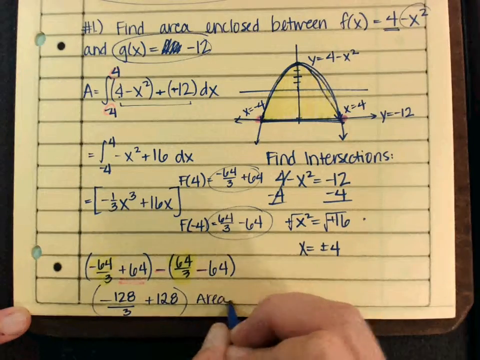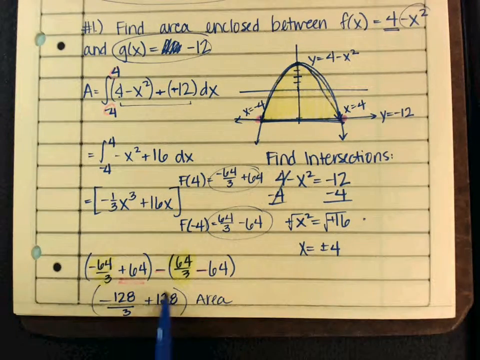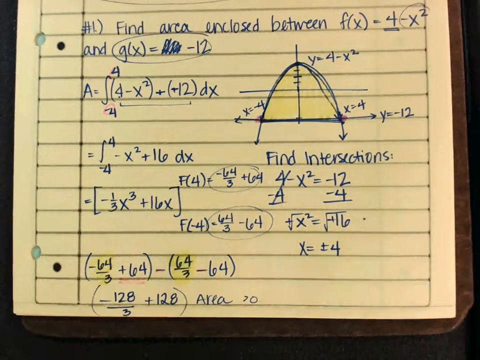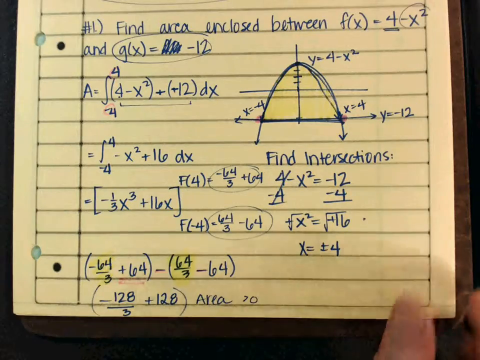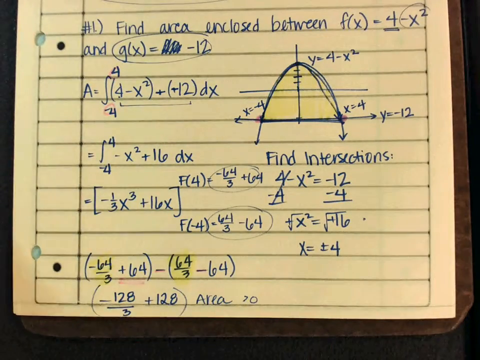Now I do want you to just consider for a second that if this is 128 minus 128 thirds, overall that is going to come out to be positive. Okay, because this is going to be less than 128. Okay? Alright, let's do another one, please.